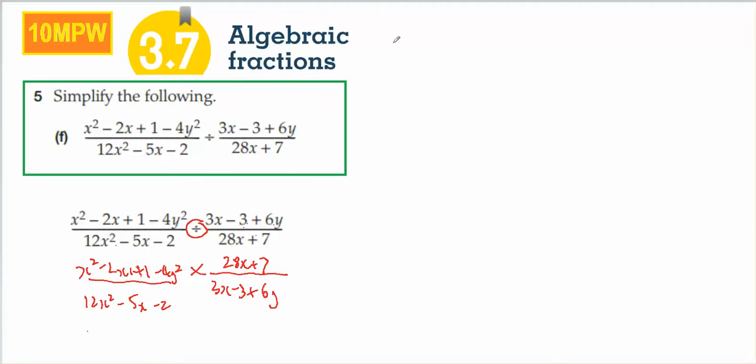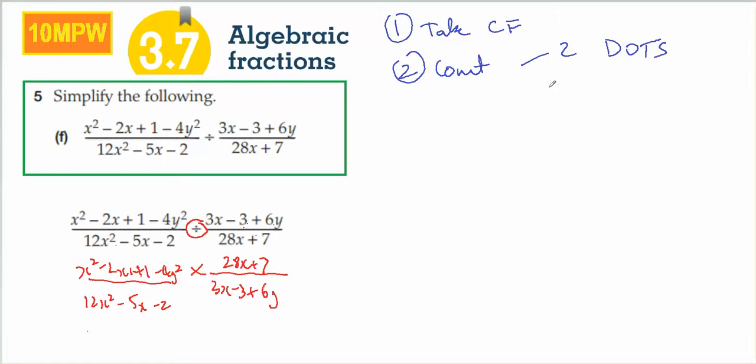Remembering about factorising. 1, take out common factors. 2, count the terms. If it's 2, is a difference of 2 squares. If it's 3, can I crisscross? If it's 4, can I group? Grouping could be 3 plus 1 or 2 plus 2. Okay.